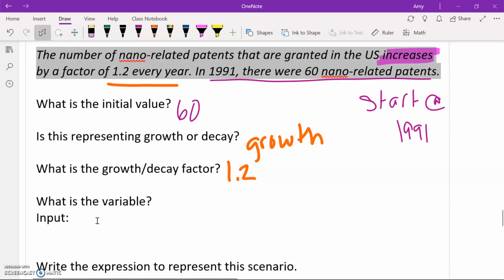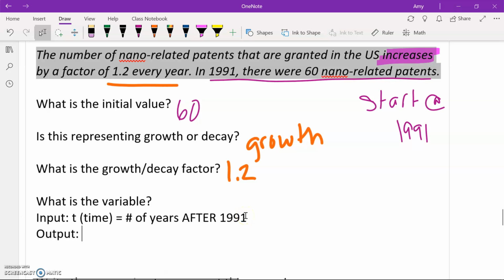Our input, let's say time. T is what we're going to use because it's time. So that'll be the number of years after 1991. So 0 would be at 1991, 1 year would be 1992, 2 years would be 1993. It's a lot easier if you just take this year and set it equal to 0, right?